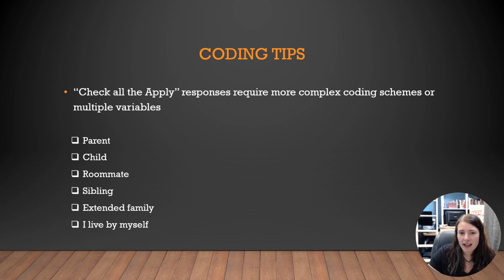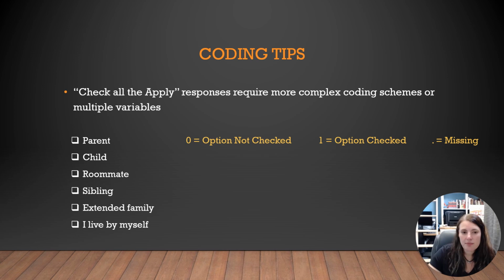So what does that look like? It means that each option will have its own coding scheme. The good news is that the coding scheme is super simple and repeats for all the answer choices. I start with the first option, living with a parent. I create a simple yes-no coding scheme where the variable is coded as 0 if the respondent does not check this option, and 1 if the respondent does check it.